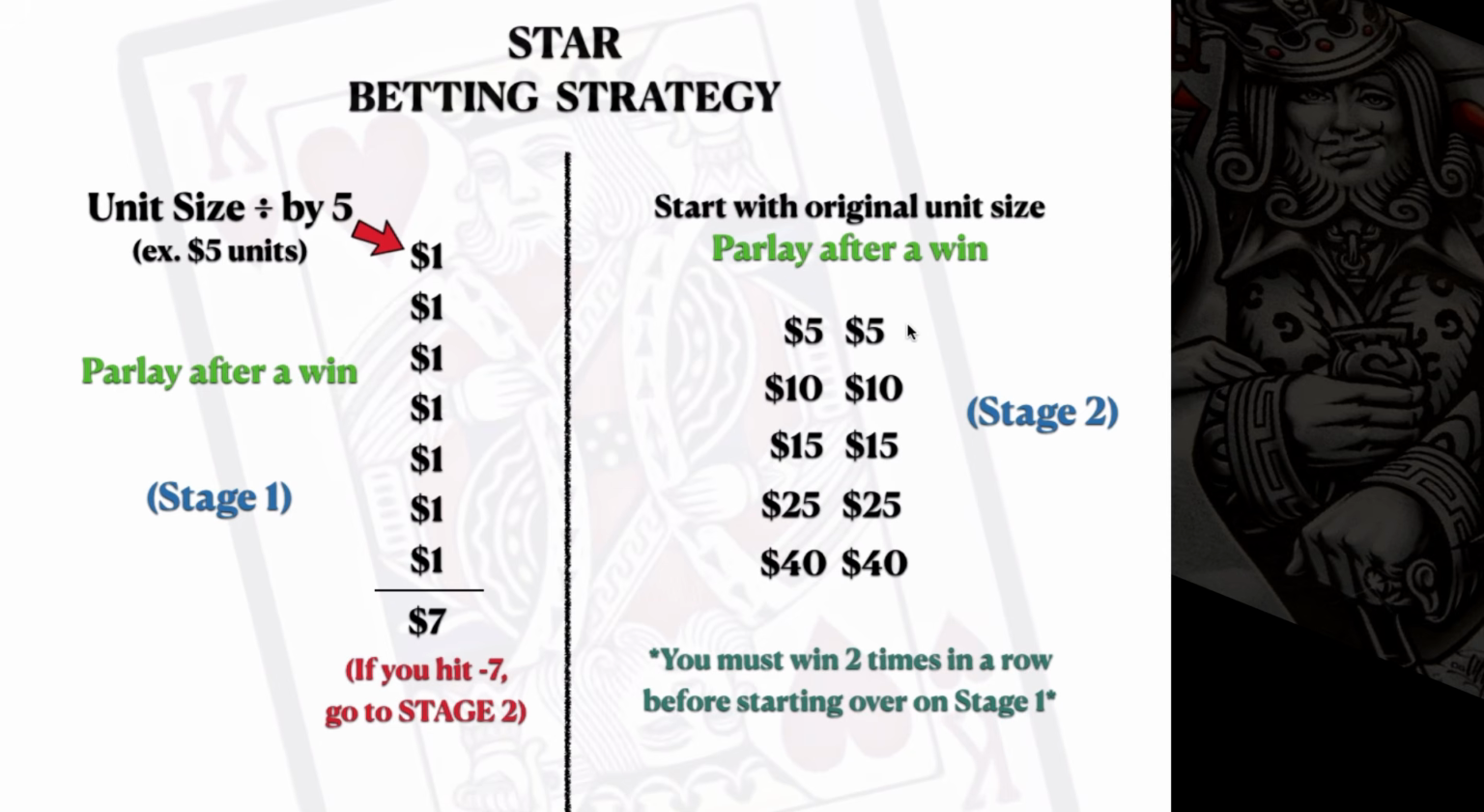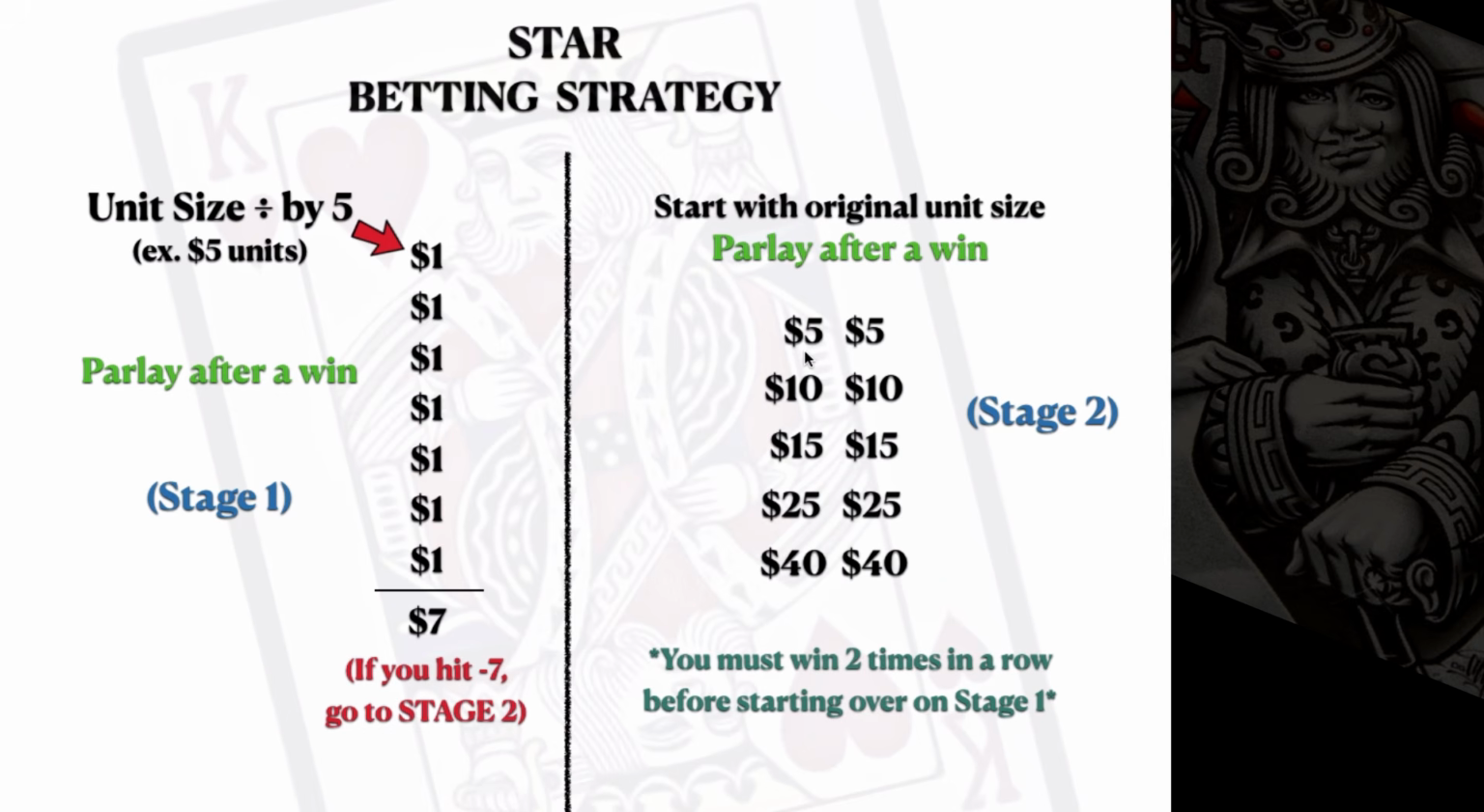As you can see, on stage 2 we start with our original unit size. Remember, as an example, I used $5 units, and that is exactly where we are starting on stage 2. So again, same concept. You have 2 chances at each level to win back-to-back times after parlaying your bet. Say we are at -7 and we are forced to go to stage 2. I am now gonna place my original unit sized bet. Here it is $5, and let's say I win.